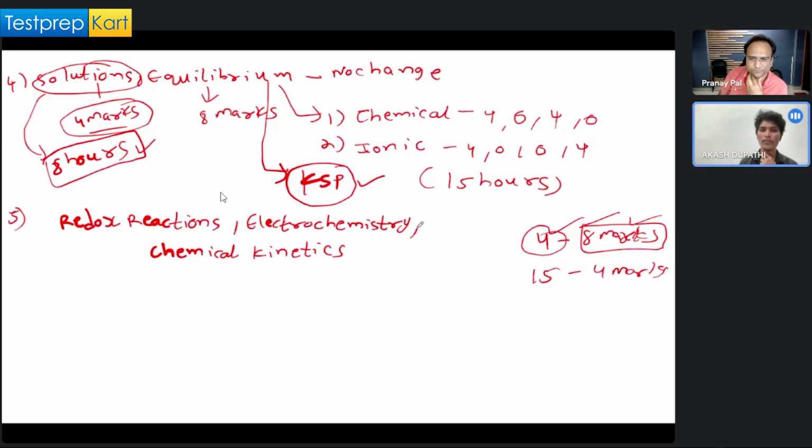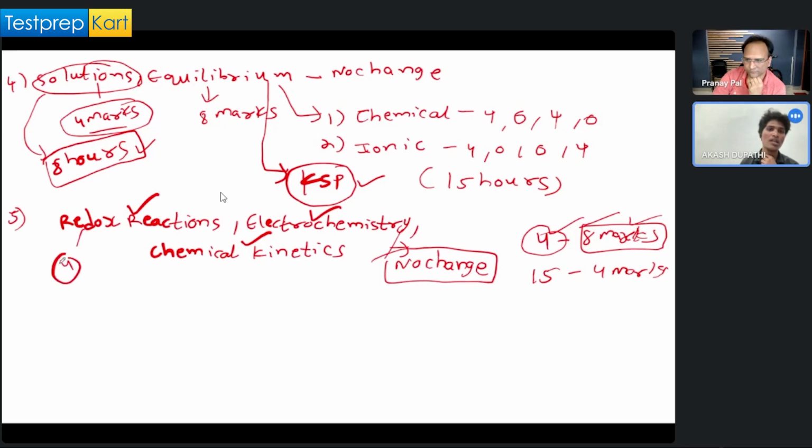Yes, sir. Yes, sir. And the next 3 chapters which are considered to be very important are redox reactions, electrochemistry and chemical kinetics. Correct. From these chapters there is no change. The entire topic will be present this time also. And for the weightage, you can expect redox reactions 4 marks, electrochemistry 4 marks, and chemical kinetics 4 marks.